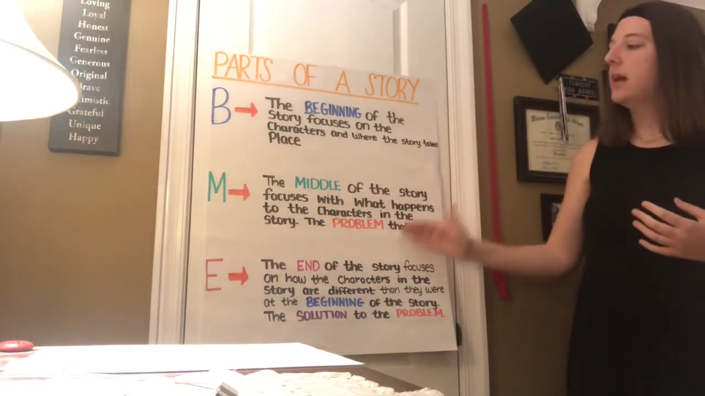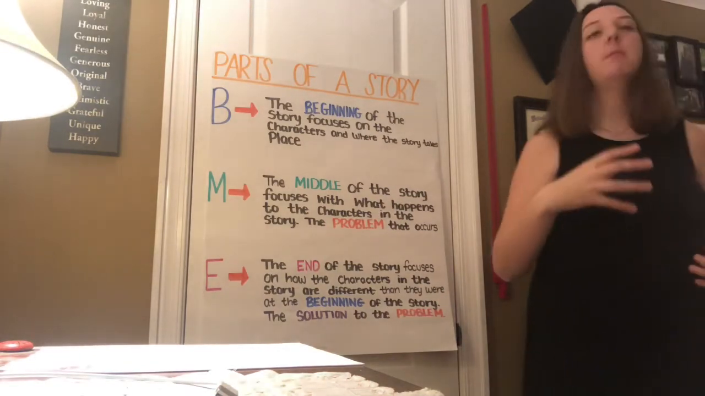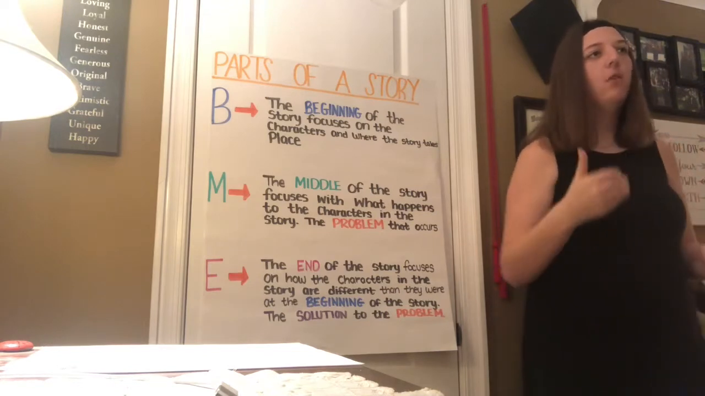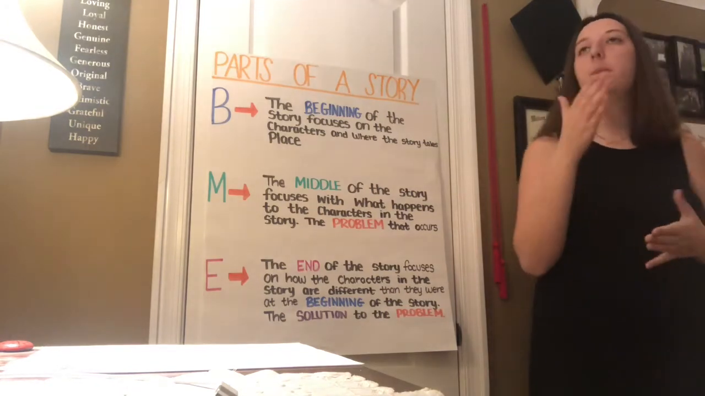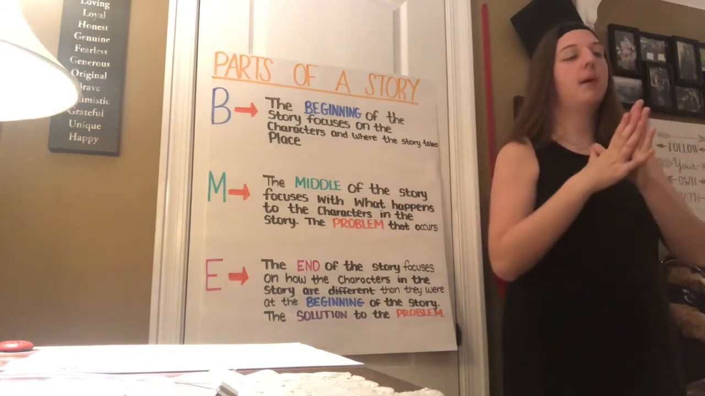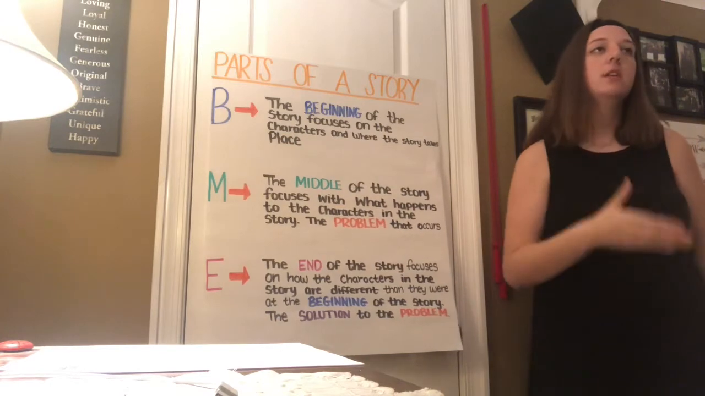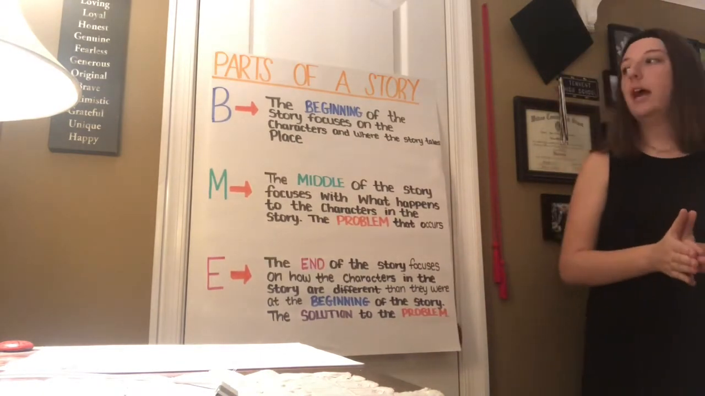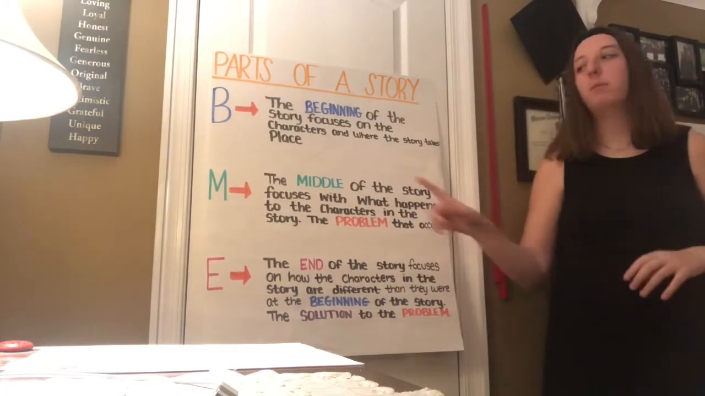If we transition down to the middle, it explains the problem that is happening in the story. It's the biggest plot that we see unfolding when we read the story. Sometimes there are problems that continue throughout several pages. Sometimes there are problems that are never resolved. Every book is different, but the book that we're going to be reading today will have both a problem and a solution.